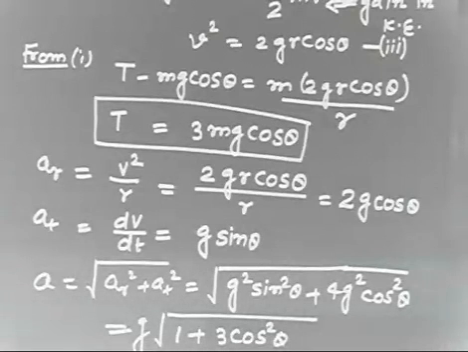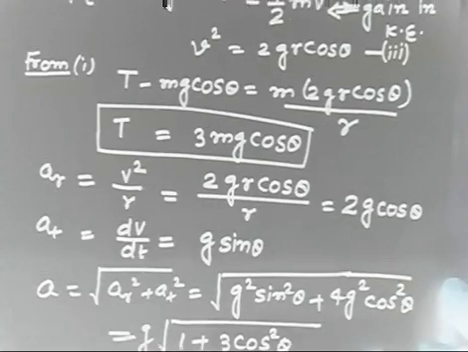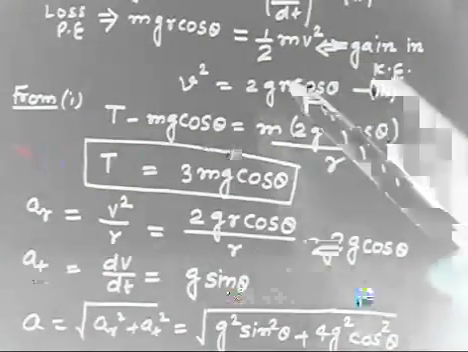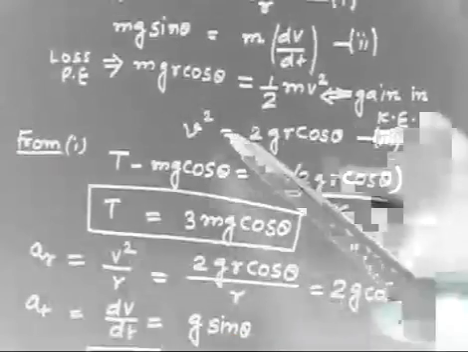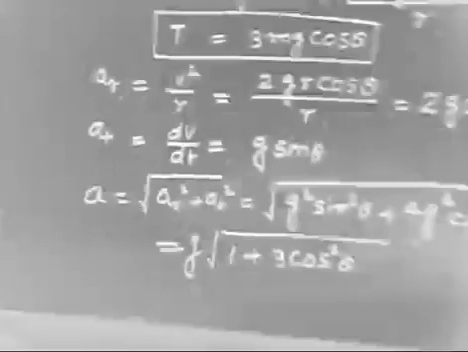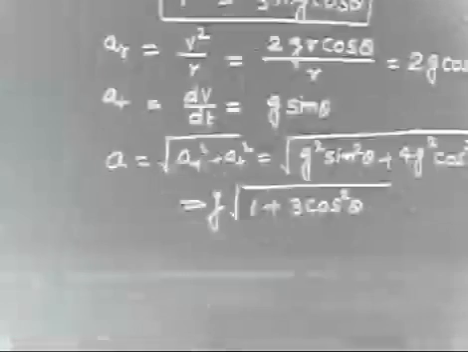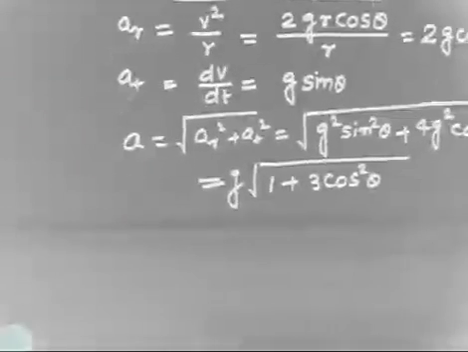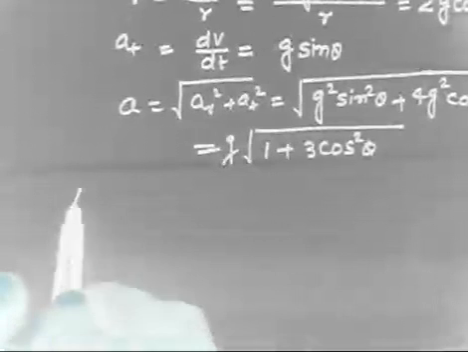Basically, the energy conservation equation can be found using a different method also. We can prove it here itself. So you see this equation, v square is equal to 2gr cos theta, I can find using a different equation also. So let us see another approach by which we can find the same result.